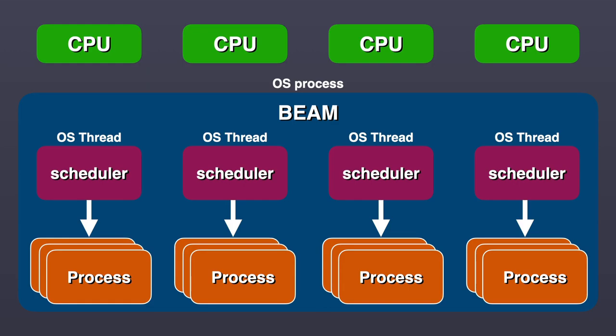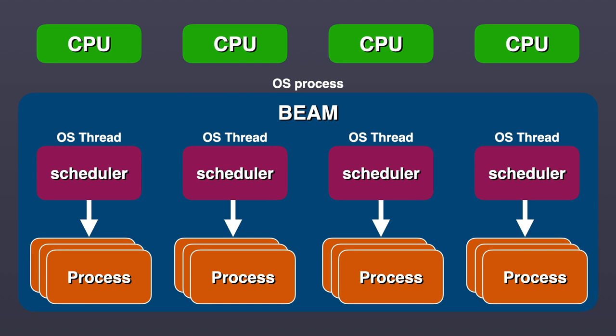Now, this slide might be a little overwhelming, but I will try to walk you through it. Each process runs in the BEAM, BEAM being the Erlang virtual machine. By default, the BEAM will use as many process schedulers as there are CPU cores available. So, for example, on a quad-core machine, you will end up with four schedulers. Each scheduler runs on its own thread, and the entire VM runs in a single OS process.